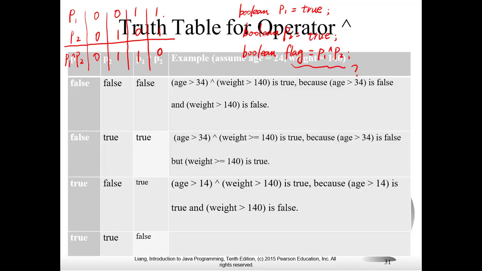So according to the truth table, P1 is true. That means P1 is 1. P2 is true. That means P2 is true right here. So the flag is supposed to be 0.